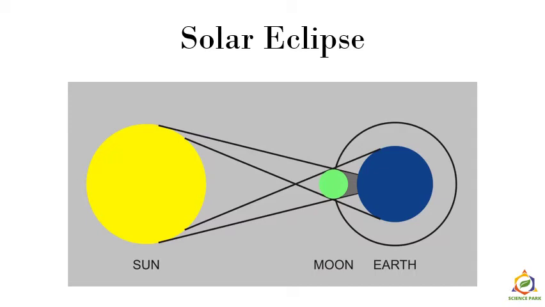So as we can see in the picture, moon blocks the light coming from the sun, which is falling on a certain part of earth. And as you see, that part is facing sun, that means there is daytime on earth. And in daytime, whenever moon comes in between sun and earth, the light is obstructed and we say that it is solar eclipse.